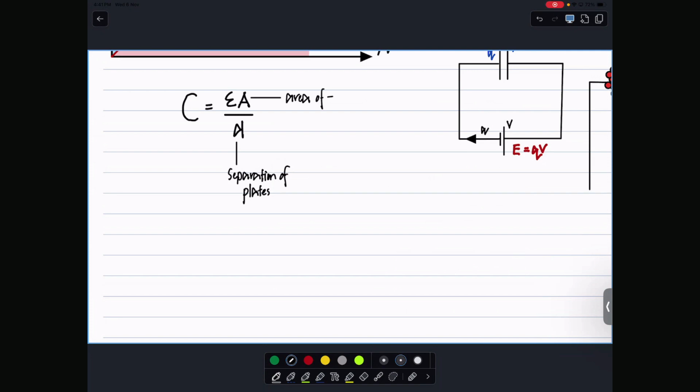So the area of the plates, and this one, I hope you can answer, because I've explained this. Even if you can't, it doesn't matter. What is epsilon? It's a constant. There's a name for it. Epsilon.